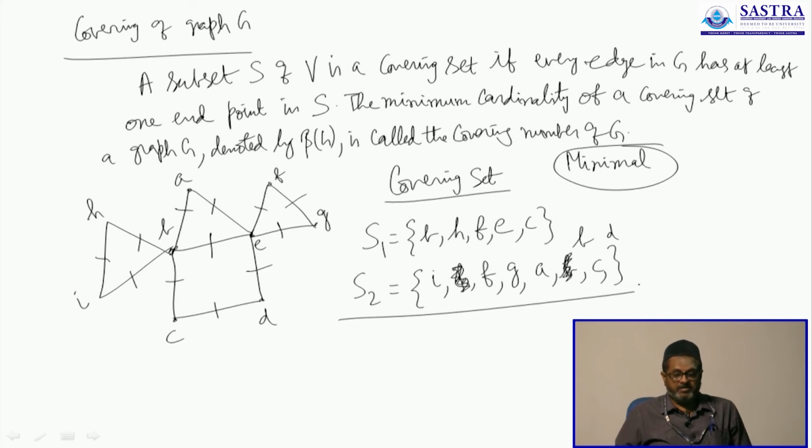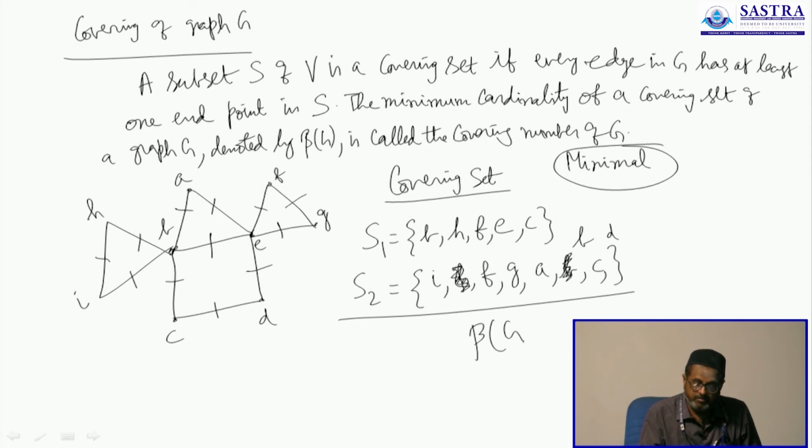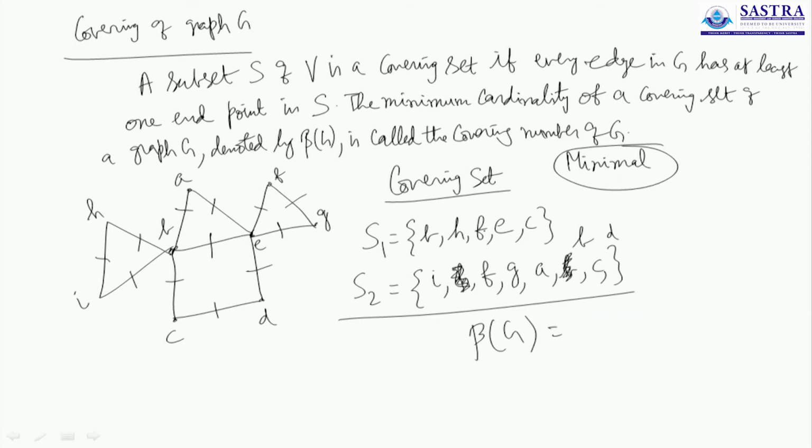And here the beta of G will be the minimum of this. What is this? 1, 2, 3, 4, 5. Here I have 1, 2, 3, 4, 5, 6, 7. But what I want is a minimum cardinality of a covering set, which is called the covering number of a graph G.